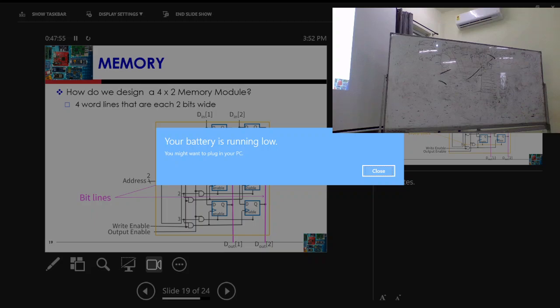Trace it, let me see. Why? It should be 0, right? So it means that nothing will happen. But if my line 3 is on, my line 3 is 1, and then my output enable is 1, what happens?